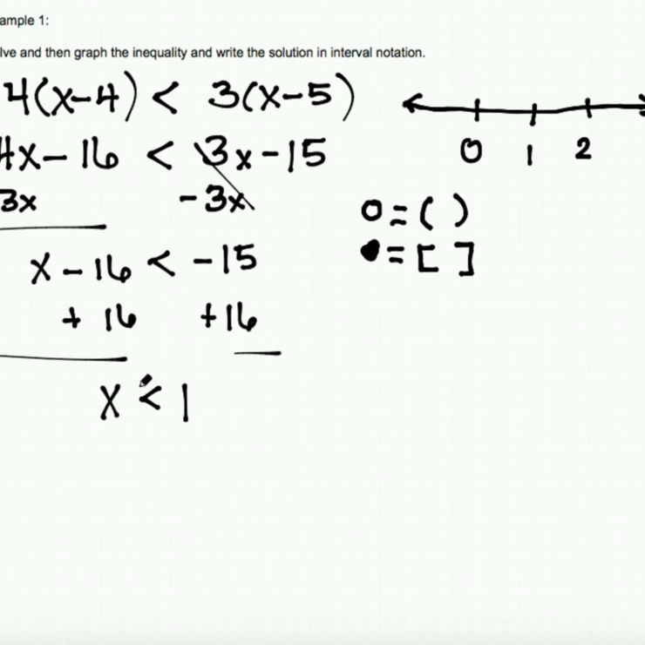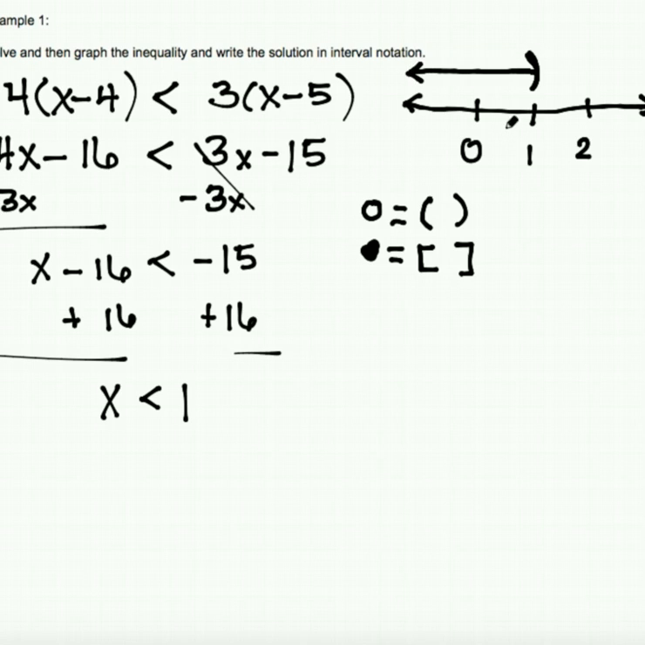So x is less than 1. Since this is strictly less than, it's not equal to, we would use the open circle, which is equivalent to the parentheses. Less than 1, so I'm going to show you how that works. I'm going to put a parenthesis at 1, and I'm actually going to face it to the left because I want to include all of the values less than 1.